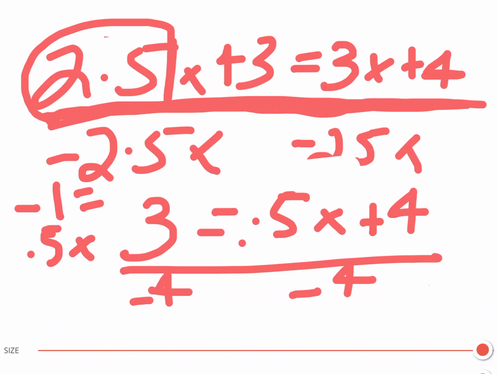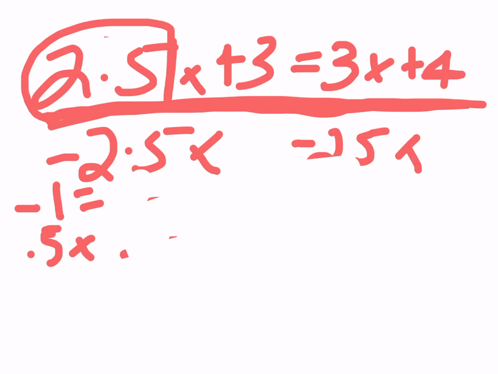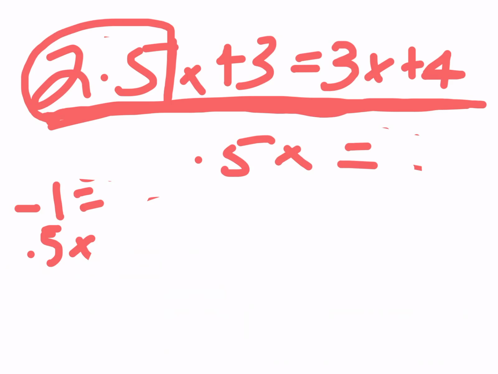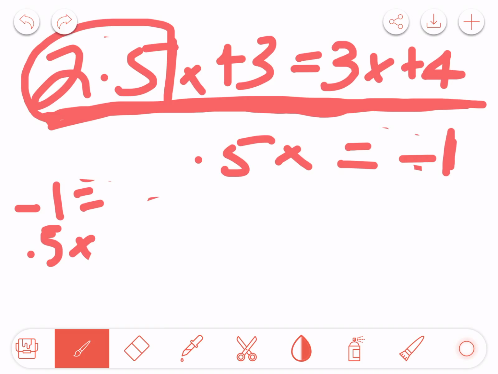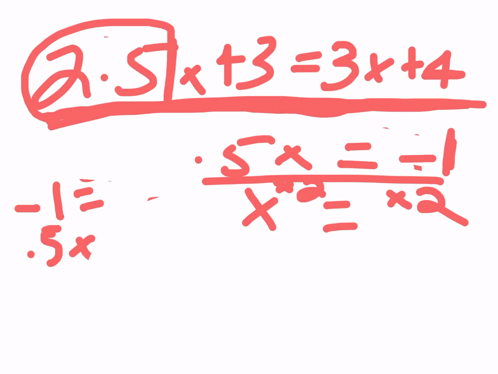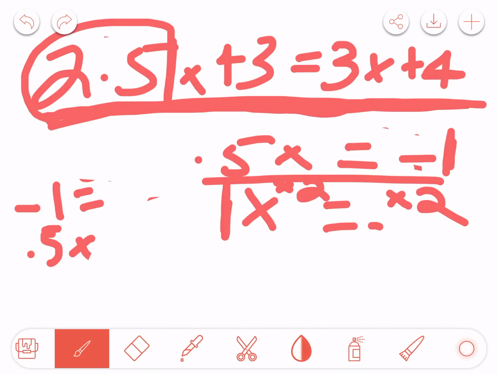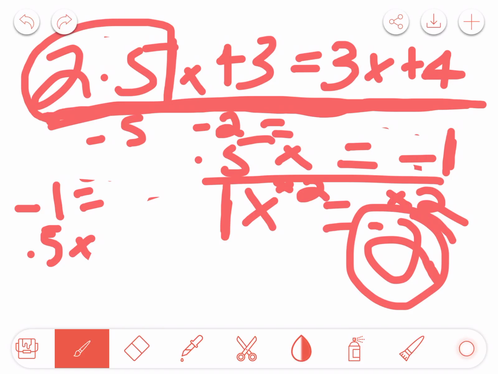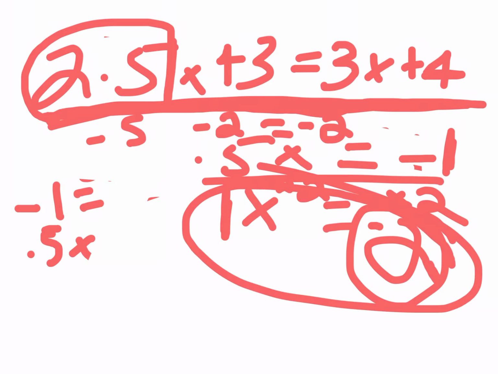Now, again, we're not done with the problem completely yet. 0.5x equals -1. So you have to multiply it by 2 to find 1x. And that is -2. -2 times 2.5 is -5. Plus 3 is -2. Equals -2 times 3, which is -6, plus 4, which is -2 also. So, x equals -2.